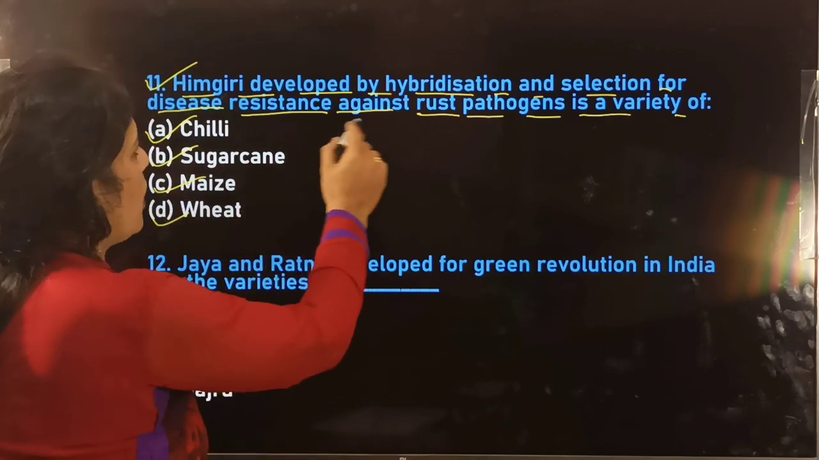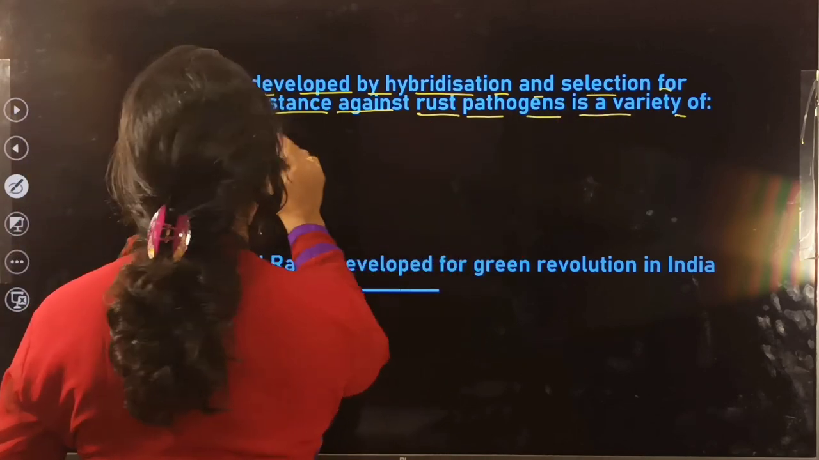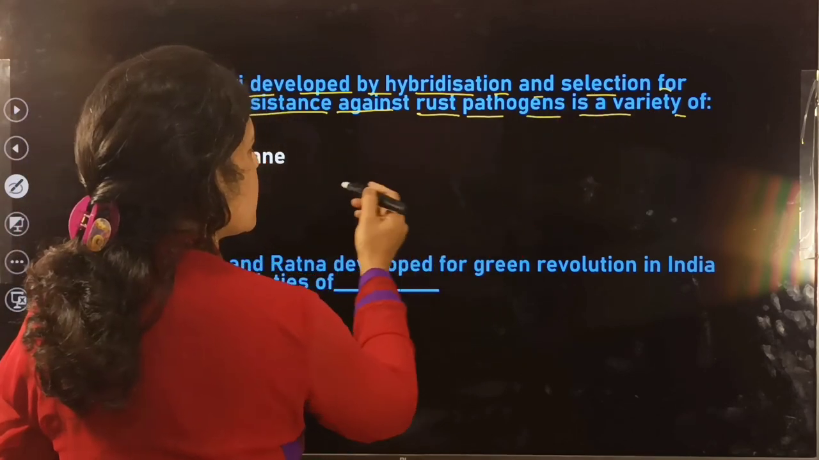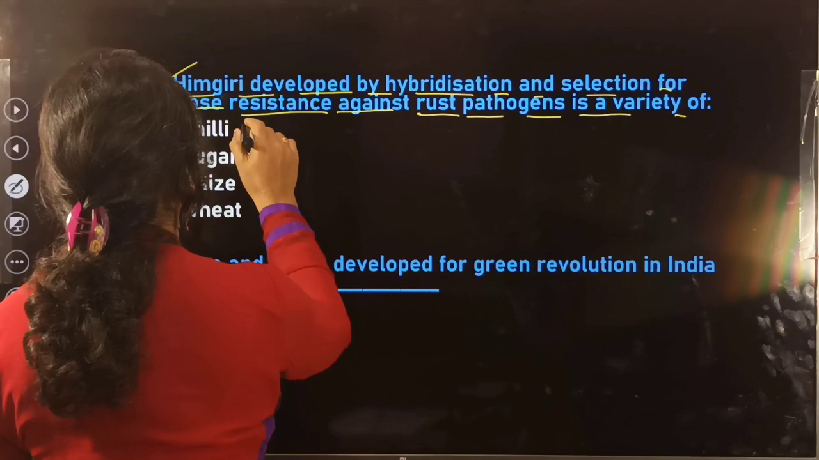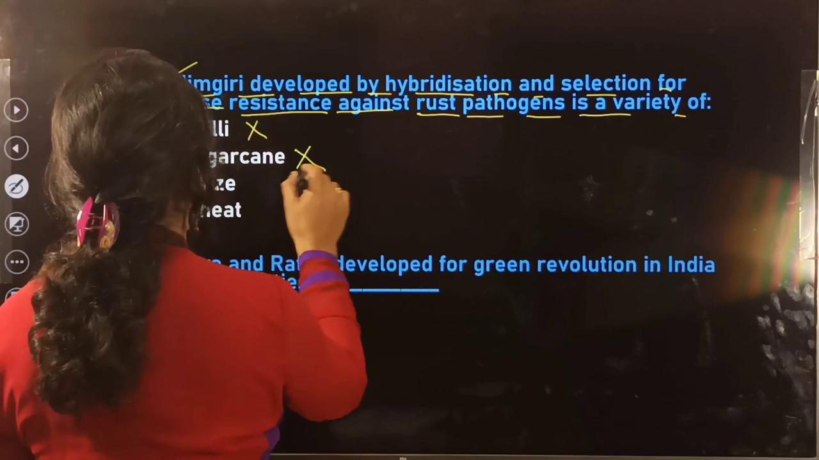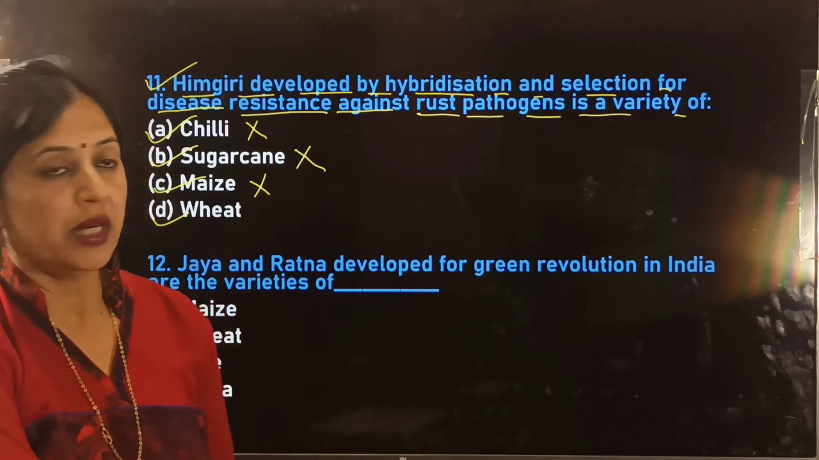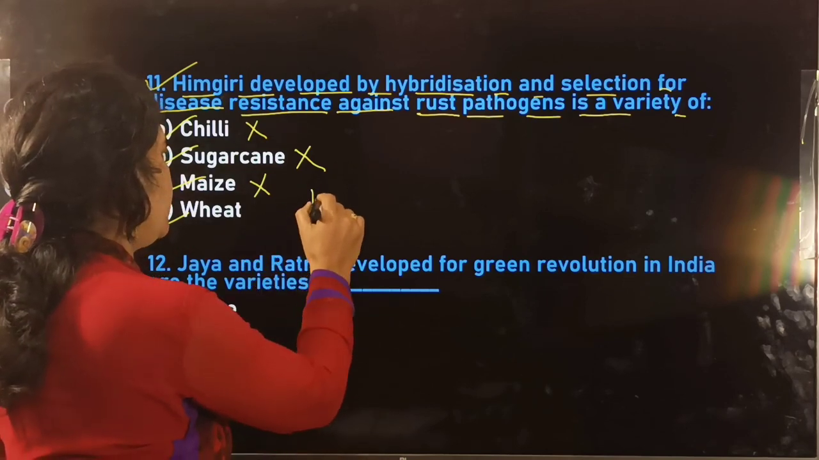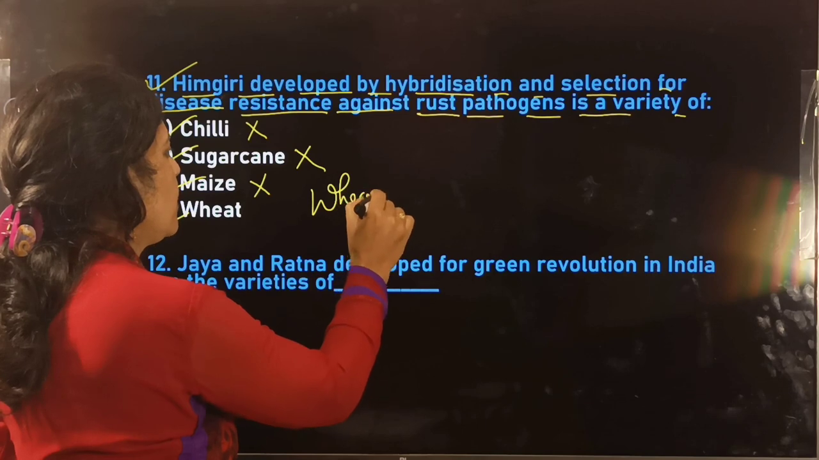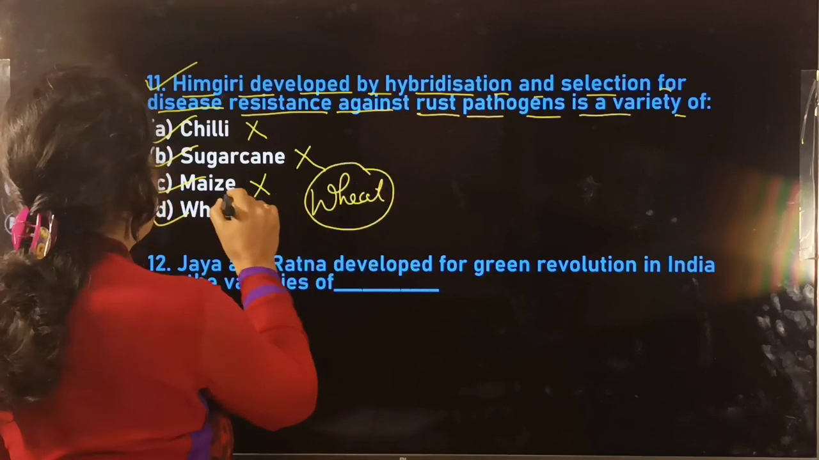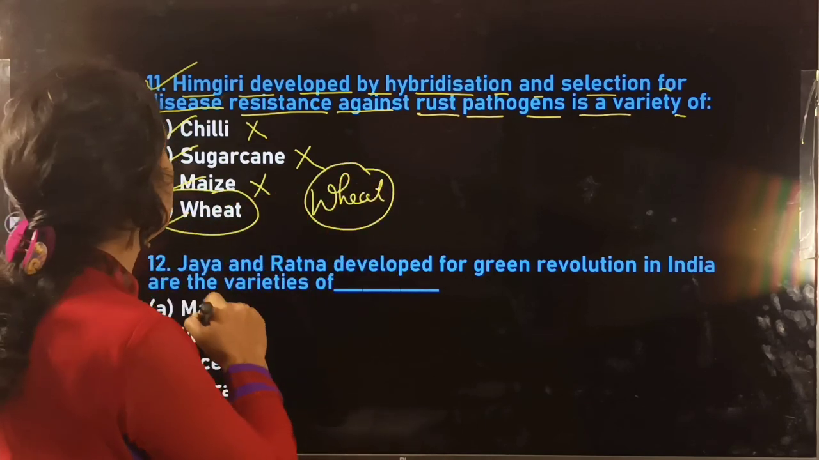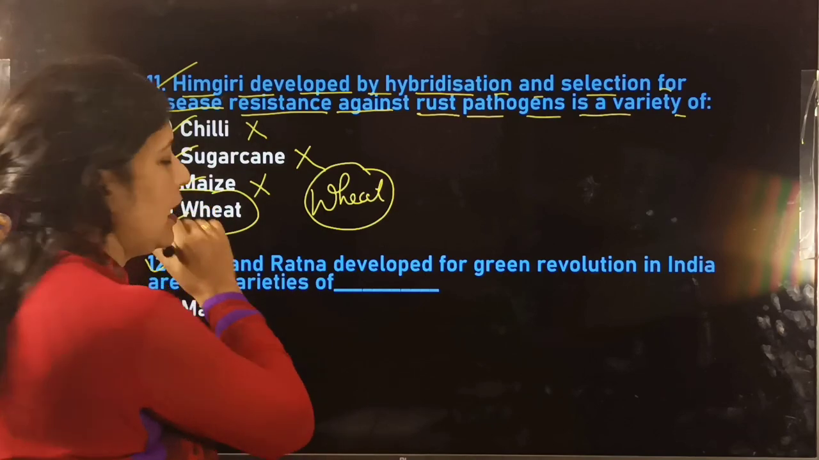So here, Himgiri, developed by hybridization and selection for disease resistance against rust pathogen, is a variety of not chili, not sugarcane, and even not maize. But it is a variety of wheat. So here option D is the right answer for question number 11.